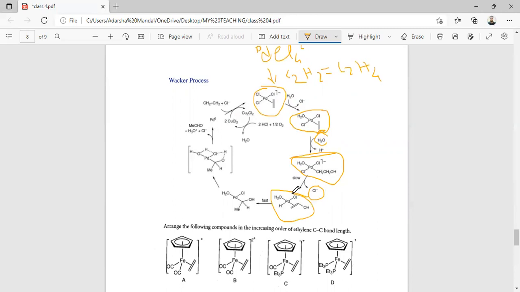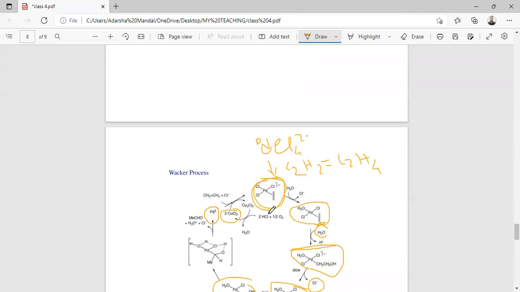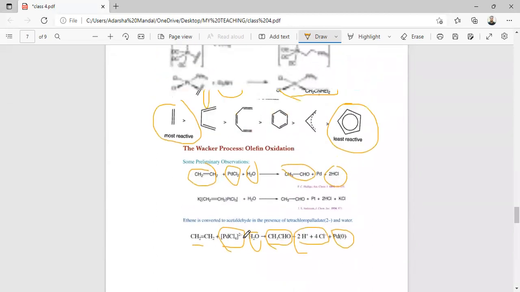So that will isomerize to form this intermediate. Next, via this intermediate, the acetaldehyde and HCl are eliminated to form palladium 0. Again, this palladium 0 is oxidized in the presence of copper chloride, CuCl2, to form our active catalytic intermediate. So this is the catalytic cycle of the Wacker oxidation process.